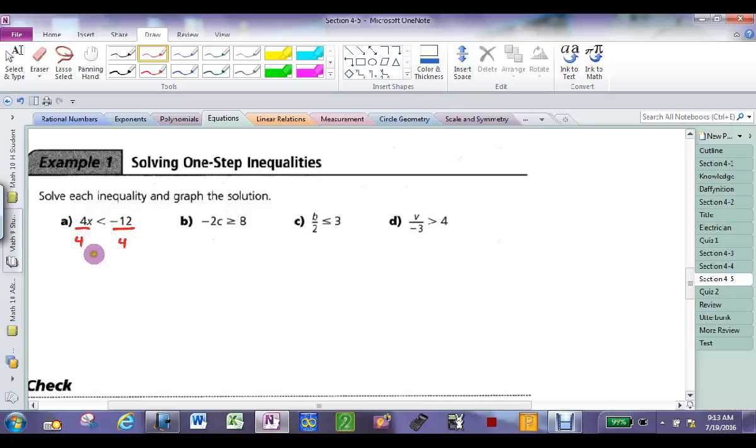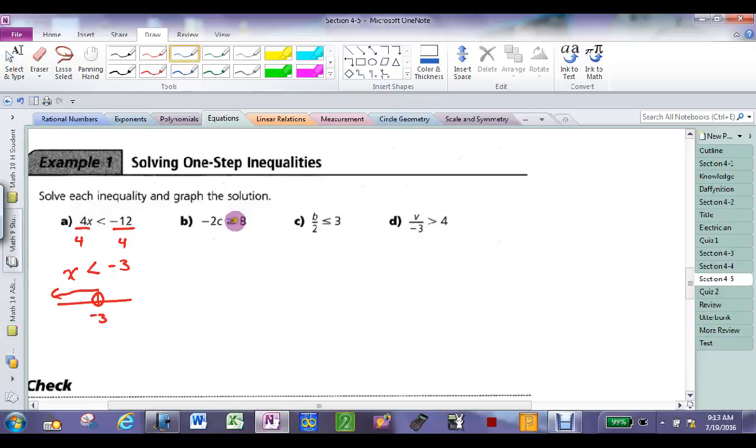Is 4 positive or negative? Positive. So does the sign change? No. X is less than negative 3. And then we graph it. What's the only number that matters? Negative 3. Is it colored or? No. And is the letter first? So does the arrow follow the sign? Yeah.